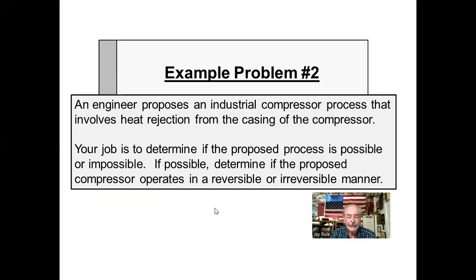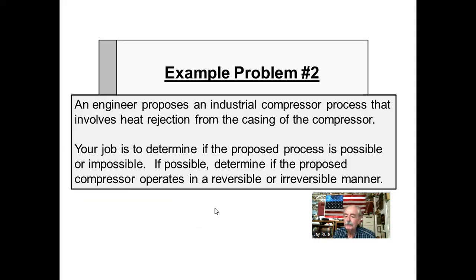Example problem number 2. An engineer proposes an industrial compressor process, a compression process, that involves heat rejection from the casing of the compressor. Okay, so Q dot N is going to be less than 0. Your job is to determine if the proposed process is possible or impossible. And if possible, determine if the proposed compressor operates in a reversible or irreversible manner.